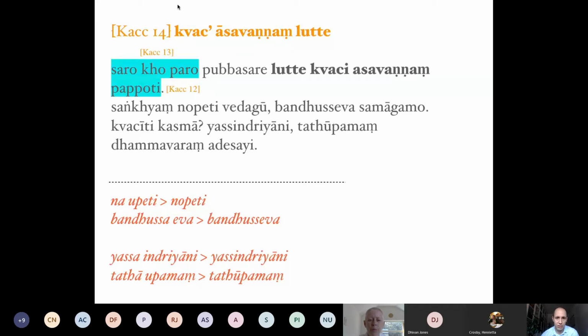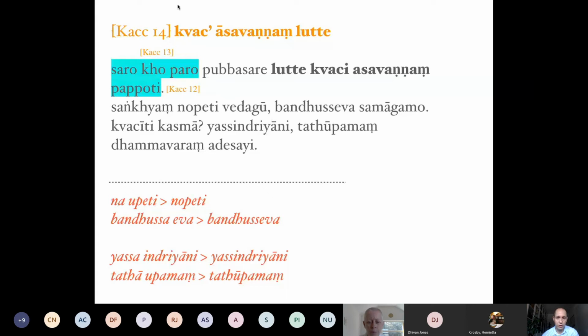So after this elision prescribed in Kaccāyana 12, kochi, that means in some places or sometimes, asavannam papoti. So it means, if you see the examples, after you have an elision of the preceding vowel, the vowel that remains sometimes becomes a savanna. So it changes into a vowel that is dissimilar to itself. In this case, you have na upeti becoming nupeti, and from nupeti, nopeti. So u has changed into o.